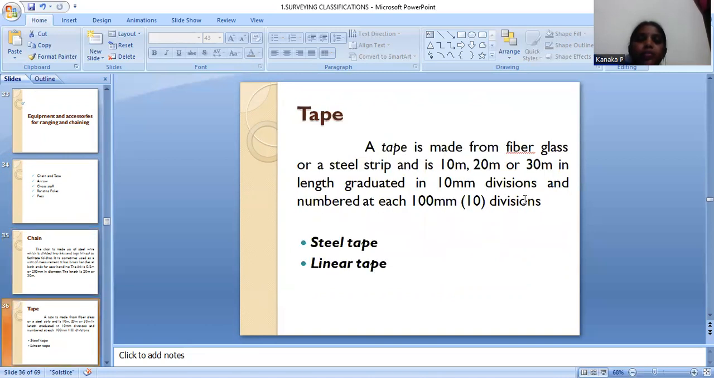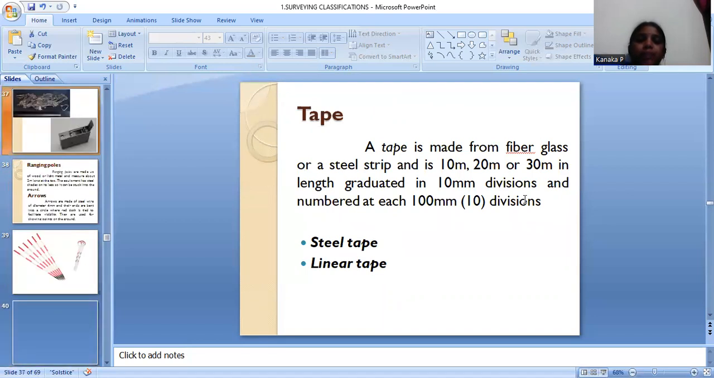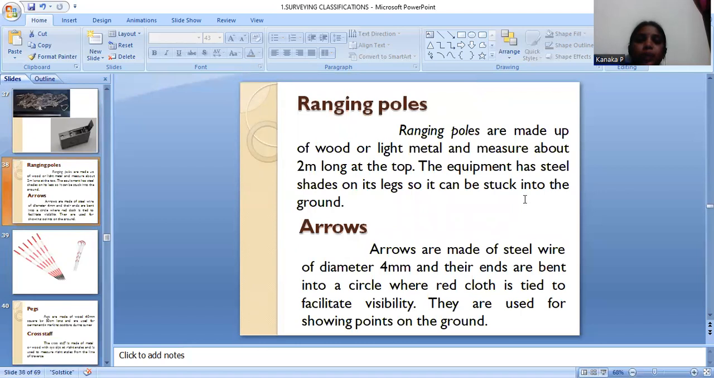And then the tape is used in many places. It comes in 10 meter, 20 meter, and 30 meter lengths, graduated in 10 mm divisions and numbered at each 100 mm division. Steel tape, linen tape, cloth tape. So these are the materials based on the classification of the tape. And then ranging poles. Ranging poles are made of wood or light metal and measure about 2 meters long. The pole has a steel shoe at its bottom so it can be stuck into the ground.